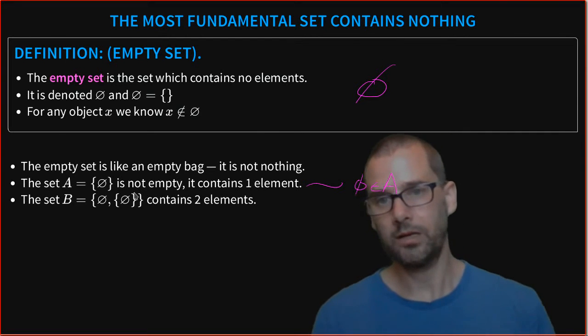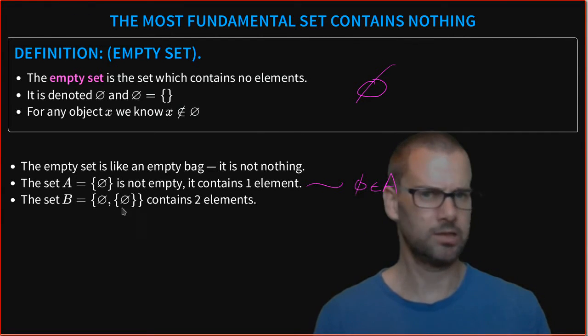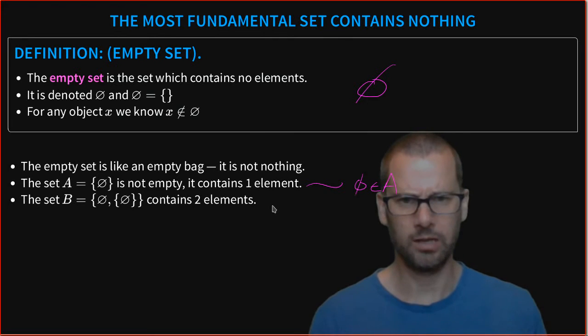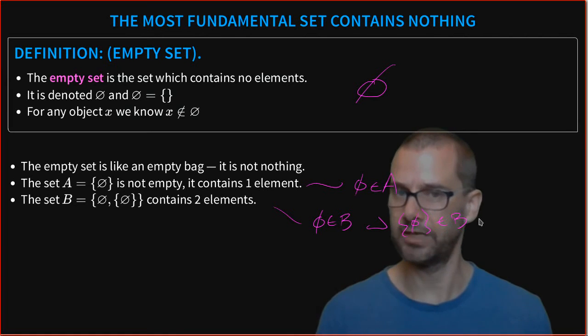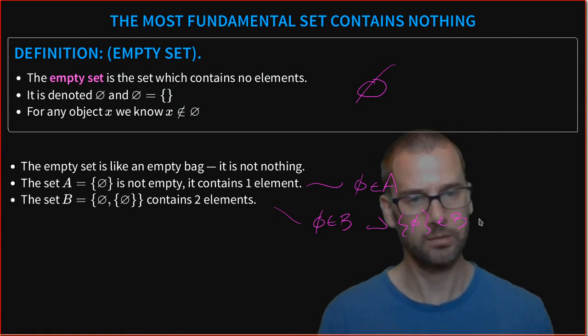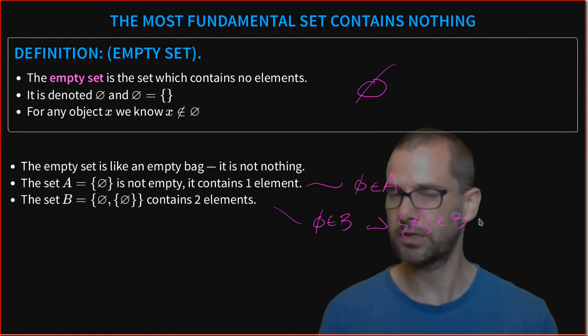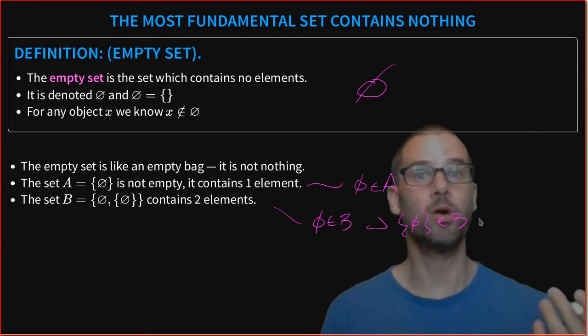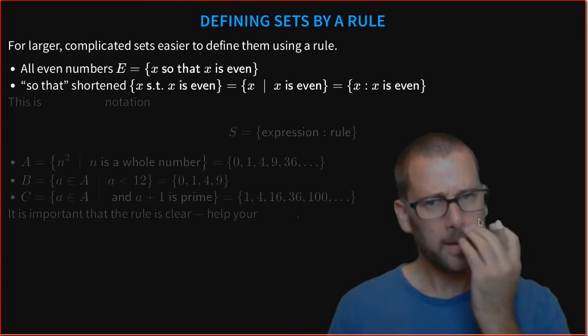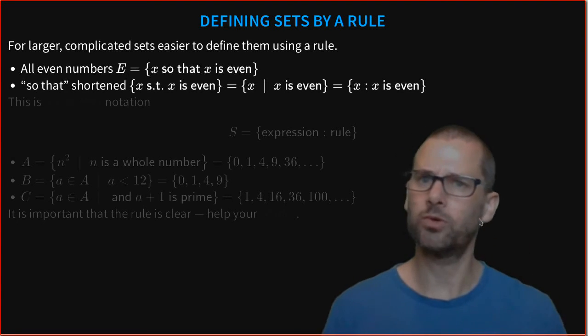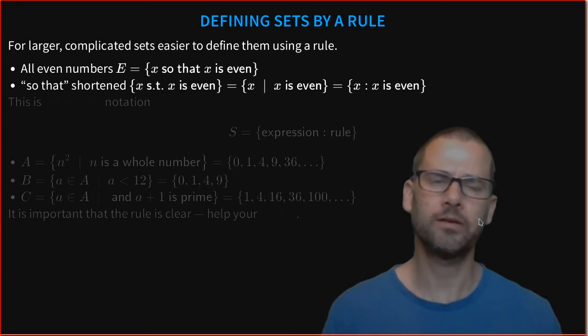The set B here I've written as this mess here, and it contains two elements because that is in B, and the set containing the empty set is in B. Okay, so that contains two elements. Okay, so playing around with the empty set can sometimes be a bit confusing, but it is really the most important set.